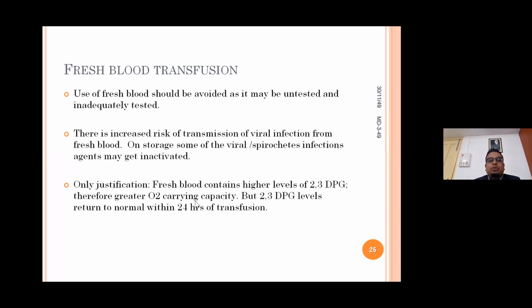So if you want to give fresh blood, it will be untested or inadequately tested. So would you want to give untested or inadequately tested blood to the patient? That would only increase the risk of transfusion of viral infections from fresh blood. So the only justification of giving fresh blood is because fresh blood contains higher levels of 2,3-DPG. Because the 2,3-DPG gives higher oxygen carrying capacity, maybe you want to give fresh blood because that would give you a better oxygen carrying capacity. But we have to also remember that these 2,3-DPG levels return to normal within 24 hours of transfusion.